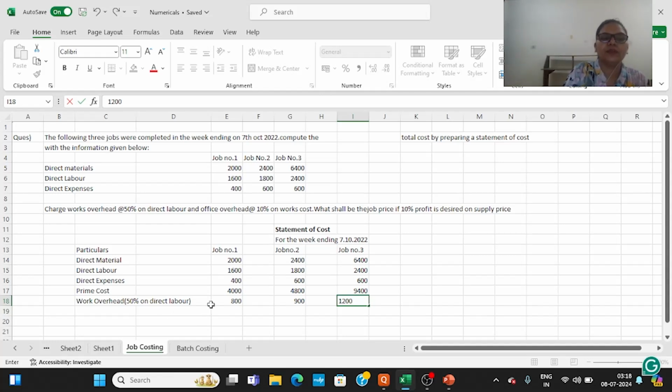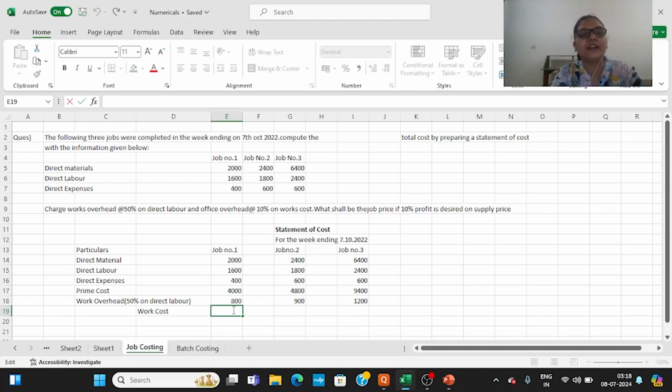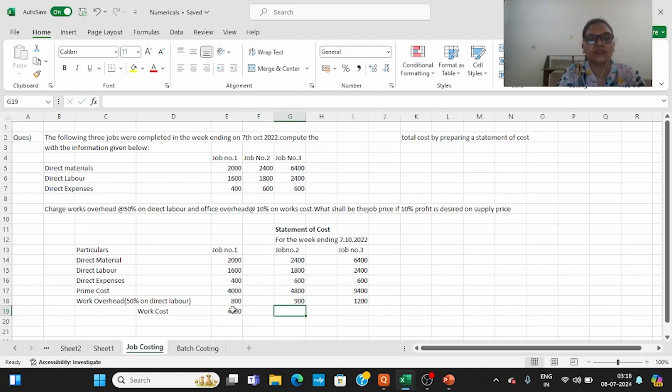After adding work overhead to prime cost, we will get work cost. After deriving 50% on direct labor, which are work overheads, we add prime cost and finally we get work cost, which will be 5700 for job number 1, next 10,600.